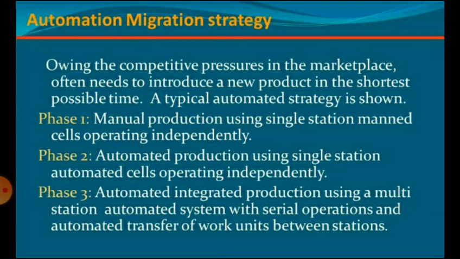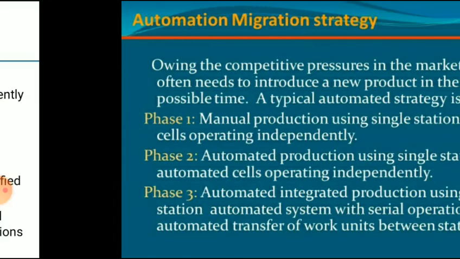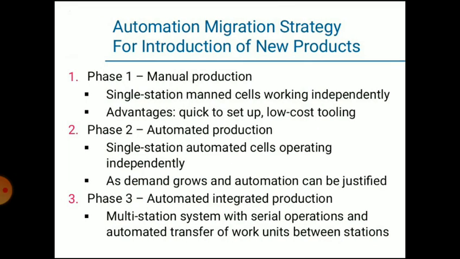If the product turns out to be successful and high future demand is anticipated, then it makes sense for the company to automate the function or automate production. So these improvements are often carried out in phases. Therefore, automation migration strategy is a formalized plan for a manufacturing system used to produce new products as demand grows. A typical automation migration strategy is given in this slide.